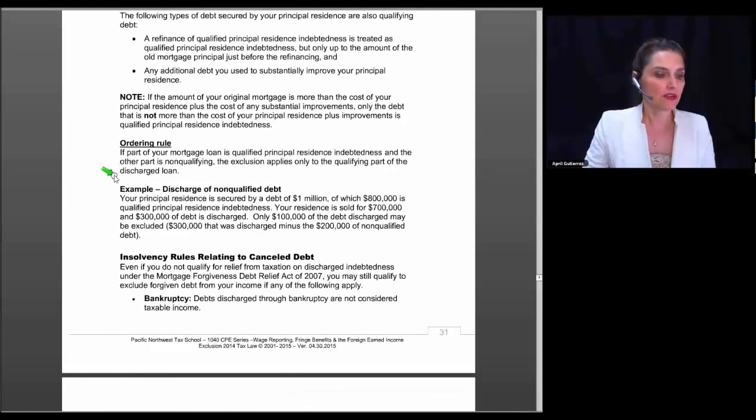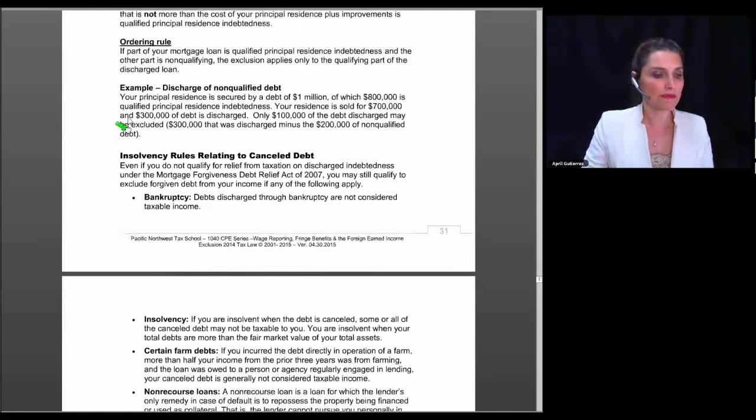Now, there is an ordering rule. If part of your mortgage loan is qualified debt and the other part is not qualifying debt, you can only exclude the debt that is qualifying. And here is an example of what we mean by that.